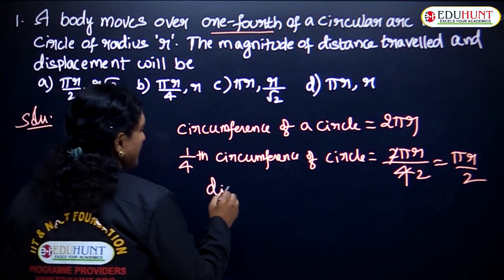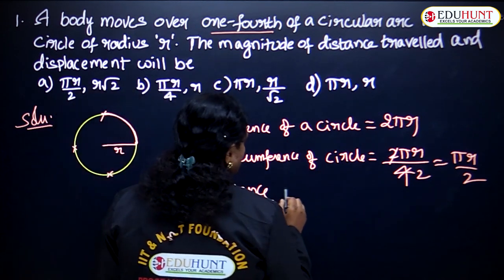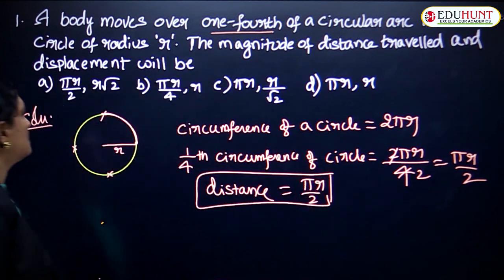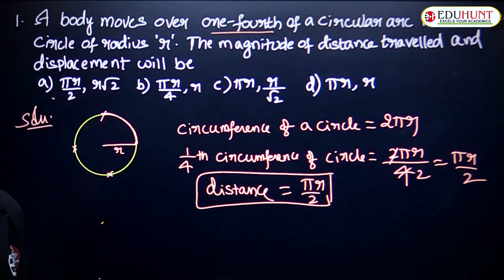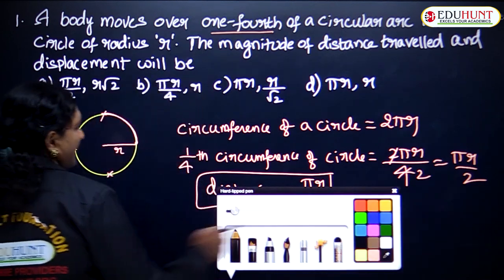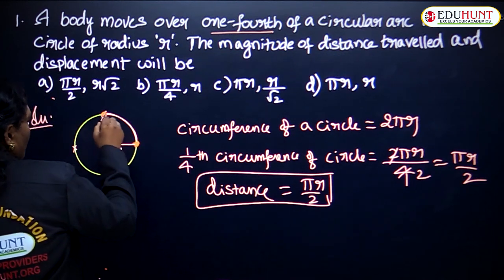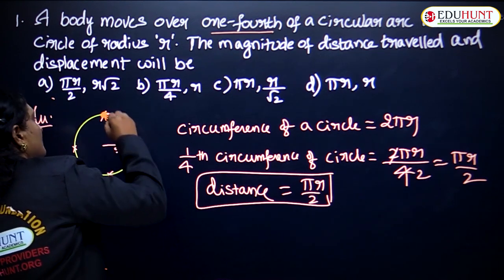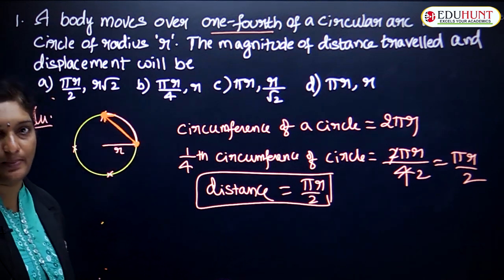Therefore, the distance covered by the body during 1/4 of the circular arc will be pi r by 2. I hope you understood, children. So, pi r by 2, you have this first option. You are also asked to find out the displacement covered by the body. In order to find the displacement, this was your initial position and this would be your final position. The line joining the initial position to the final position is defined as your displacement. This line indicates your displacement.